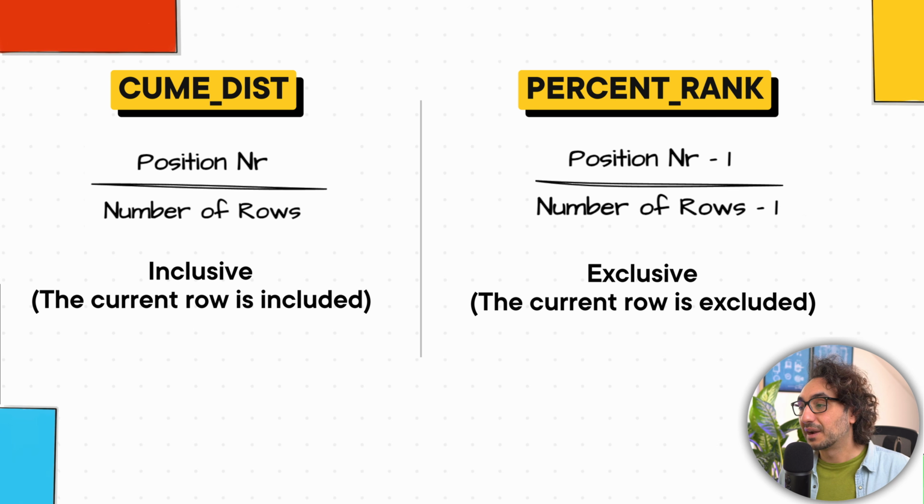So now if you ask me the hard question, which one to use, I'm going to say if you want to be more inclusive, go with the cumulative distribution. If you want to be more exclusive with the current row, go with the percent rank. So they are very similar to each other. If you want to calculate the distribution of your data, go with the cumulative distribution. If you want to find the relative position of each row, then go with the percent rank.